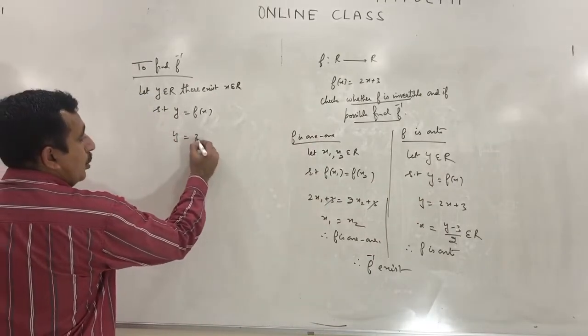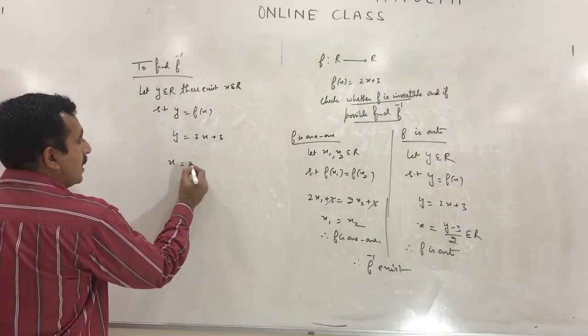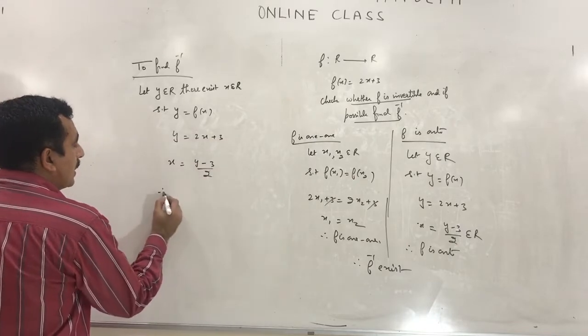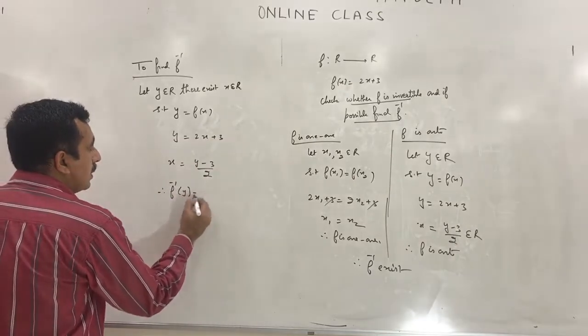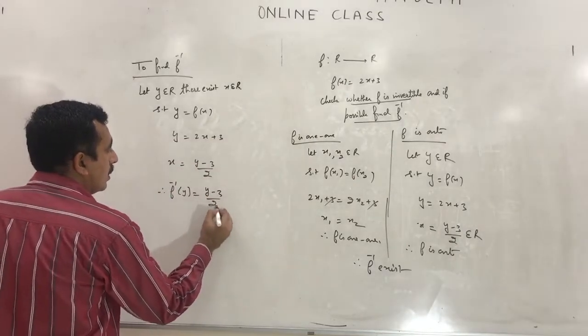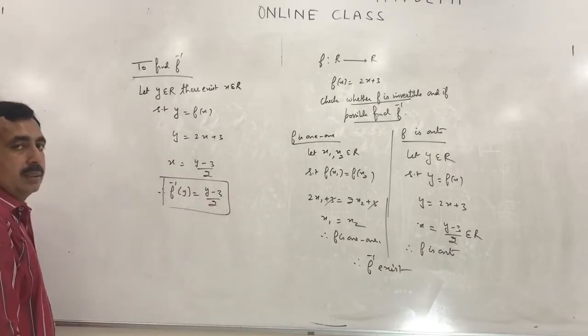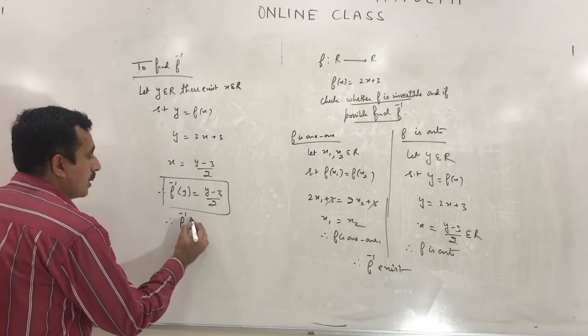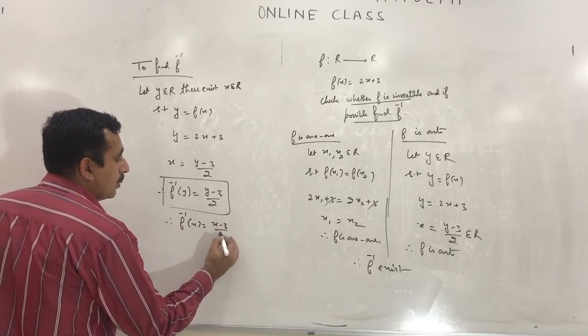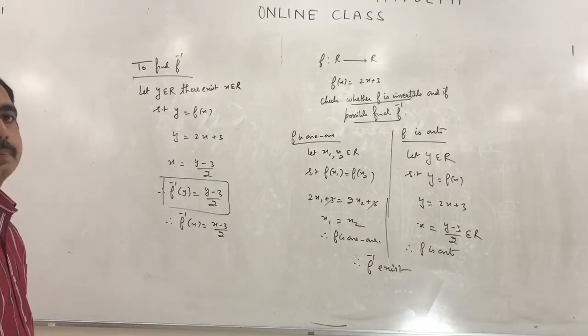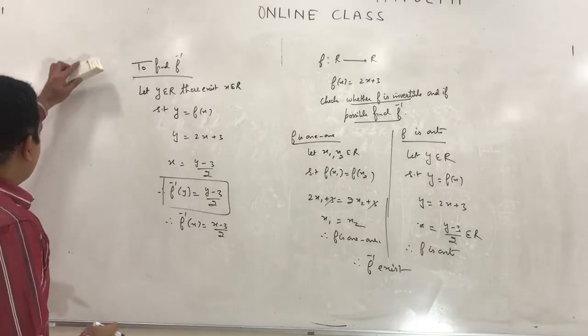Next line, y equals 2x plus 3. Next line, x is equal to (y minus 3) by 2. Next, it is the inverse. This is the inverse. In the end you can write f inverse of x is equal to (x minus 3) by 2.